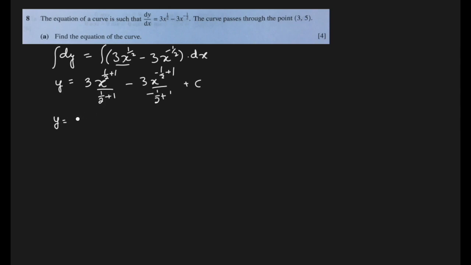y is 3x to the power 3 over 2 divided by 3 over 2, but I will adjust the 3 here and write the 2 on the numerator. 3 and 3 cancel out. Minus 3x to the power positive half divided by half, so 1 times 2 here. Okay, and then we have c. y equals 2x to the power 3 over 2 minus 6x to the power half plus c.